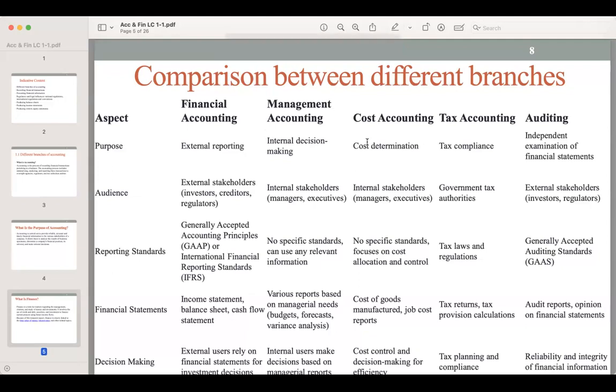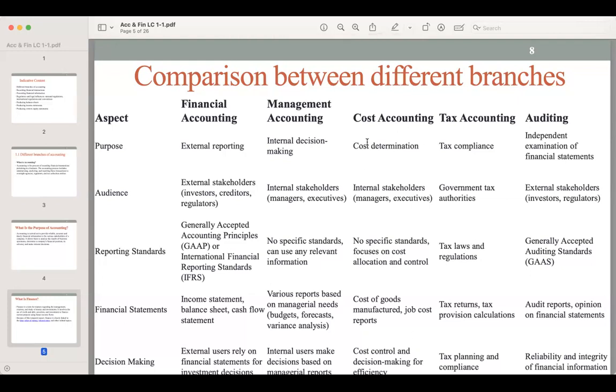Next one is cost accounting. Cost accounting is a branch that focuses on determining and controlling the costs associated with producing goods or providing services. It involves tracking expenses, analyzing cost behavior, and calculating product cost. Accountants play a vital role in helping companies understand their production cost, identify cost saving opportunities, and make pricing decisions.